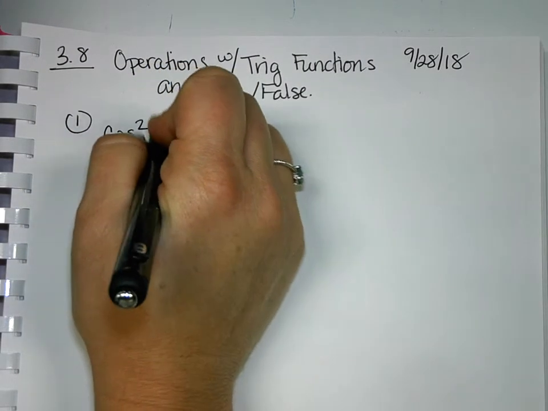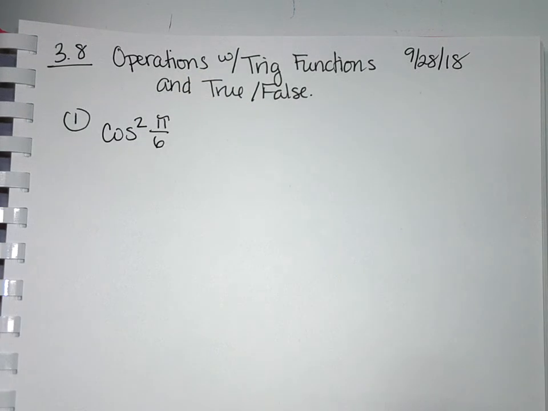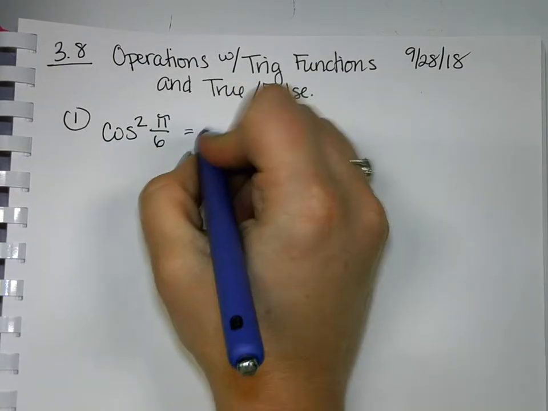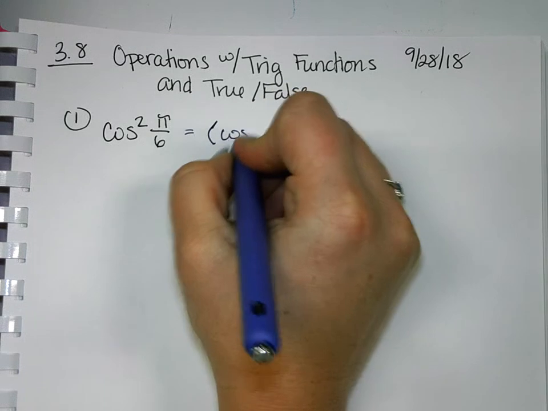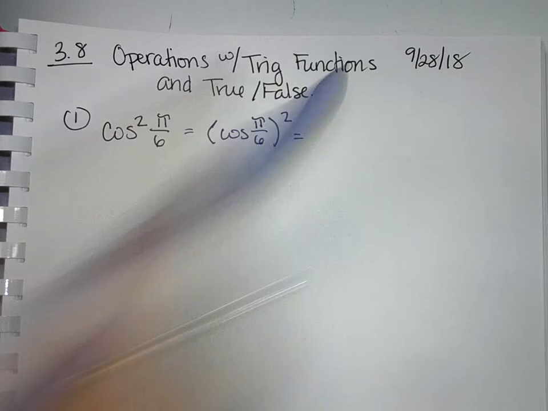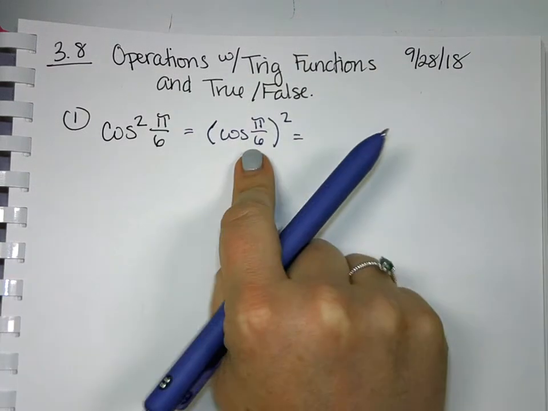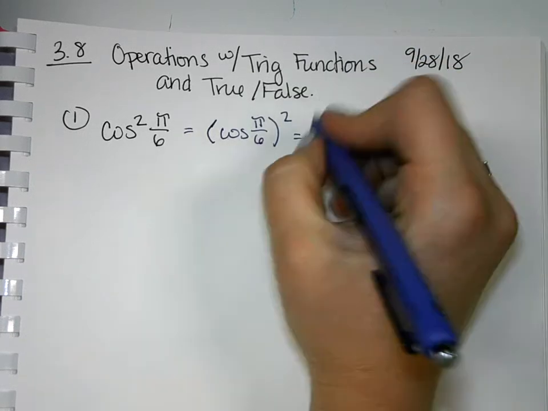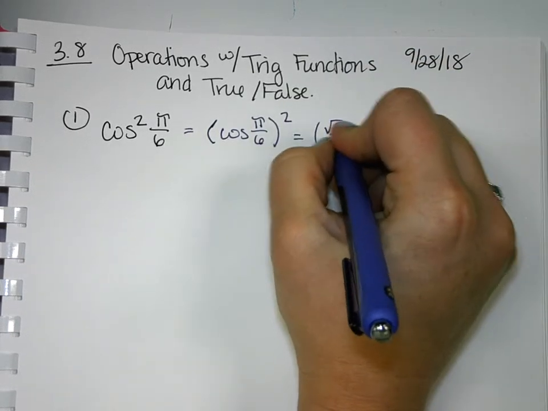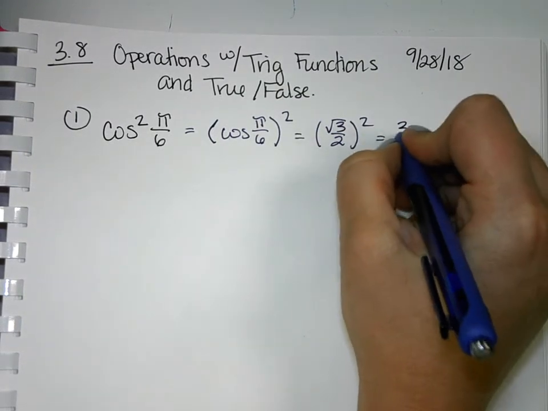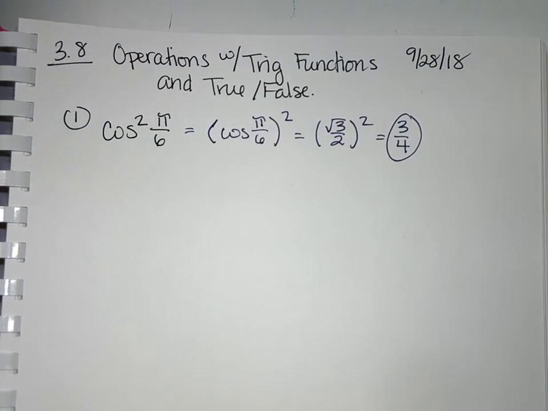Cosine squared of pi over 6. So one of the first things you want to know is that when you have the squared on the inside to the function, that's the same as saying cosine of pi over 6 squared. So when we write it like this, we can now just look to our unit circle. What's the cosine of pi over 6? Well, the cosine of pi over 6 is root 3 over 2. So when we square root 3 over 2, we get 3 over 4. And that would be our simplified answer.